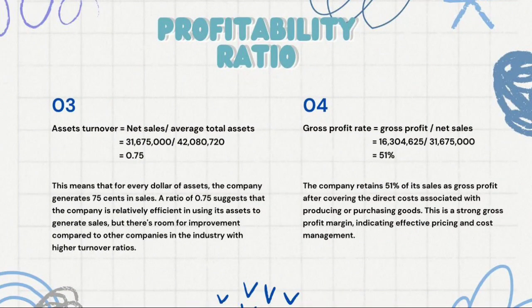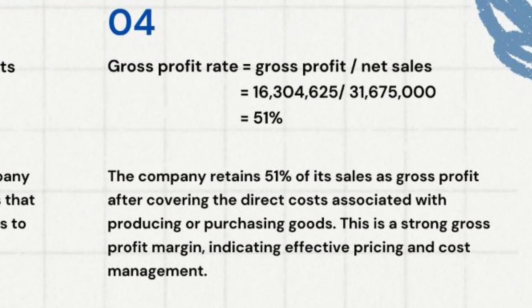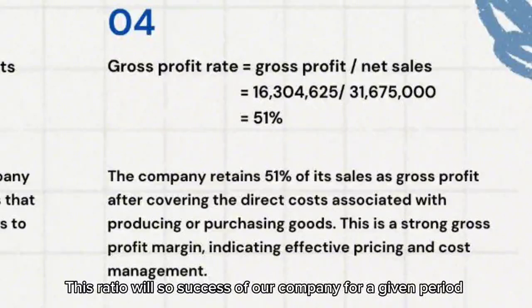And for the last one, we divide gross profit by net sales to find the gross profit margin. Based on the calculation, the company retains 51% of its sales as gross profit after covering the direct costs associated with producing or purchasing goods. This is a strong gross profit margin, indicating effective pricing and cost management. This ratio will show the success of our company for a given period.